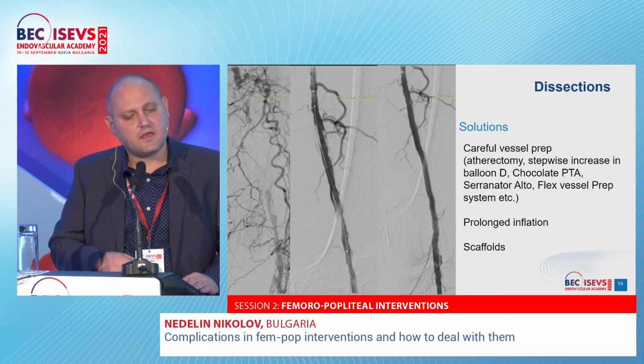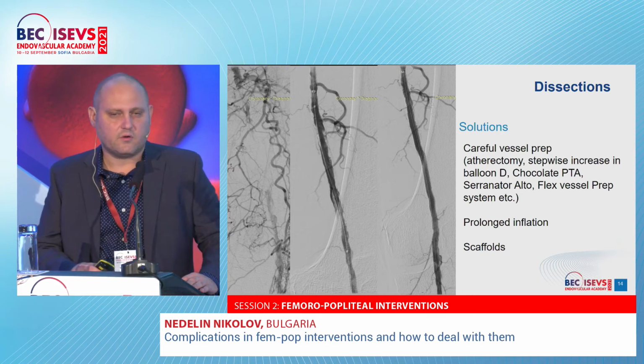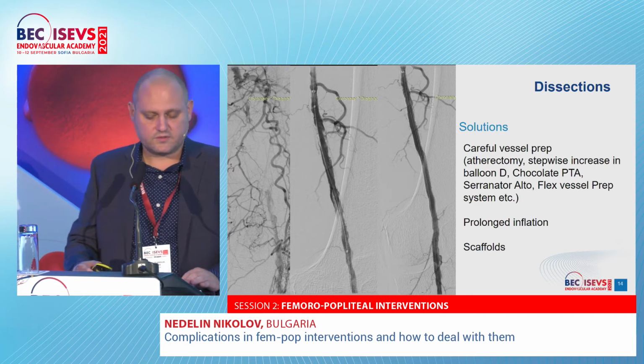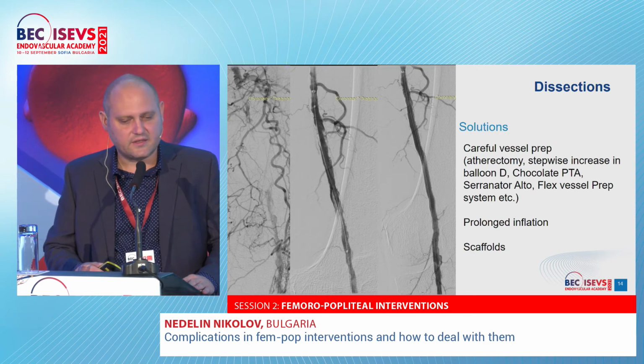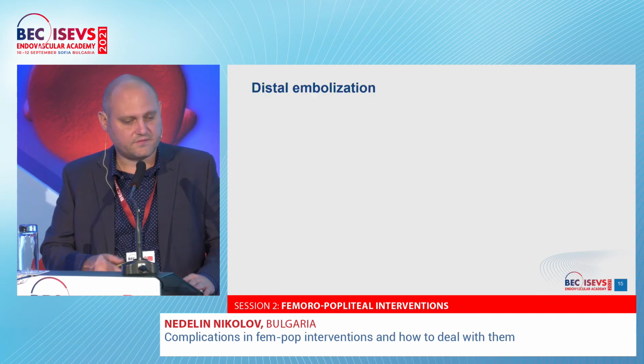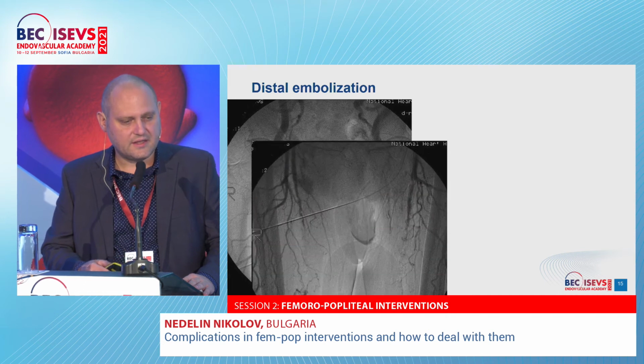As you can see, it's always wise to give some time for careful vessel prep. Atherectomy or balloons in increasing diameter, chocolate PTA, Serranator, or Flex vessel prep system, prolonged inflation, of course, and some kind of scaffolds. Distal embolization, this is a case of ours. This is the patient. We're treating the right leg.